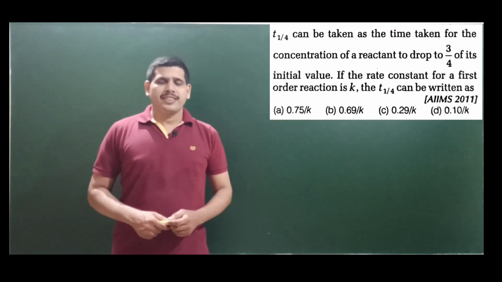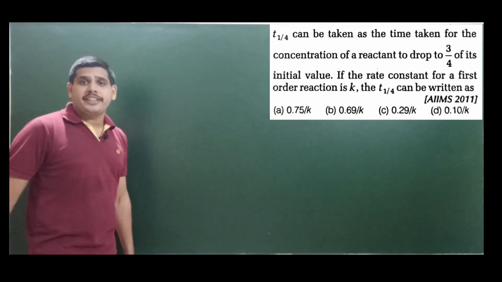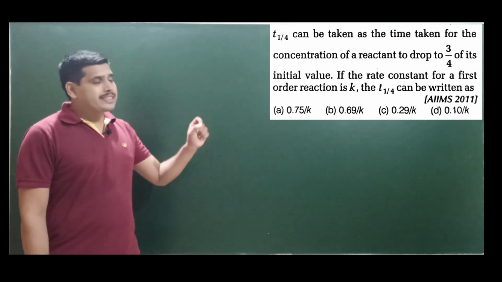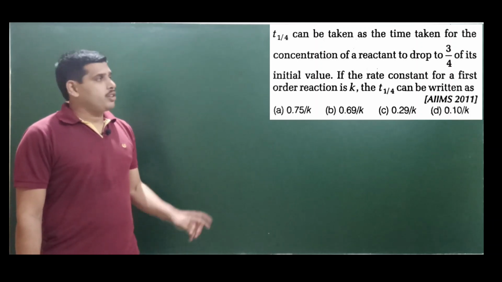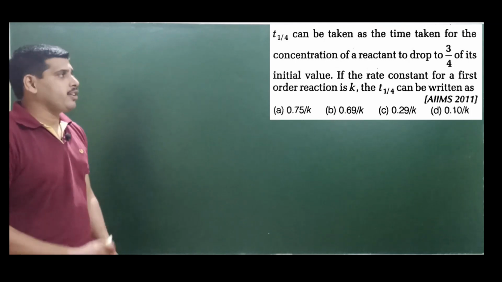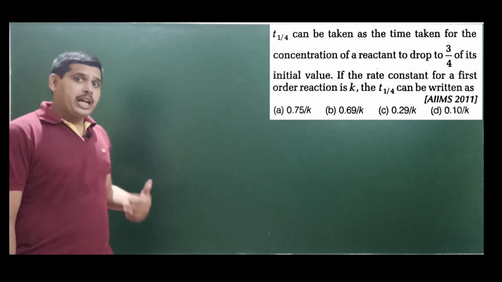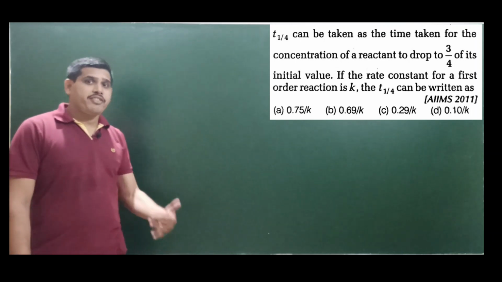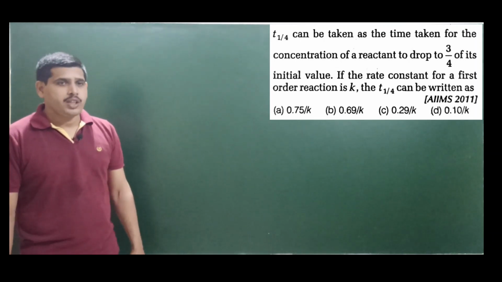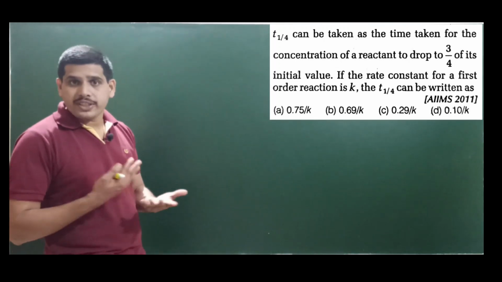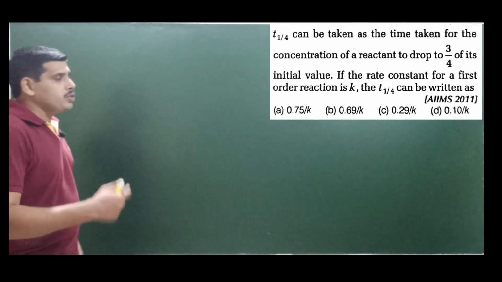Hello dear students, as you can see, the question is related to the first order reaction. What is the time, that is T 1/4, for the first order reaction if the rate constant is K. So what you can understand from this? We need to calculate the time taken for 25% completion of the reaction. It's told that the concentration drops to 3/4 of it. That means 75% is remaining, isn't it? So how to calculate it?